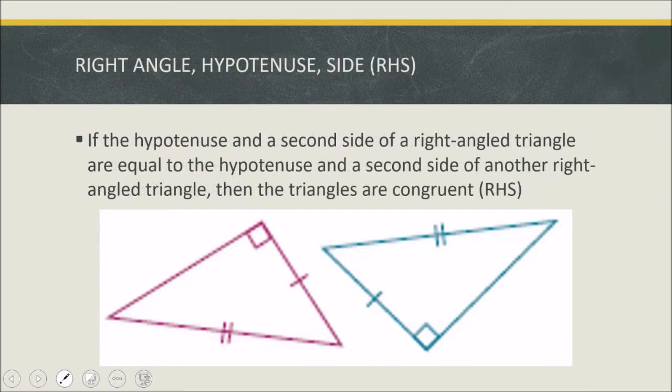Our fourth and final test is right angle, hypotenuse, side. What this tells us is, if the hypotenuse and a second side of a right-angled triangle are equal to the hypotenuse and a second side of another right-angled triangle, then the triangles are congruent. So here we have our hypotenuse, a side, and that right angle. So we know that we're talking about right-angled triangles. So these two triangles are in fact congruent triangles.